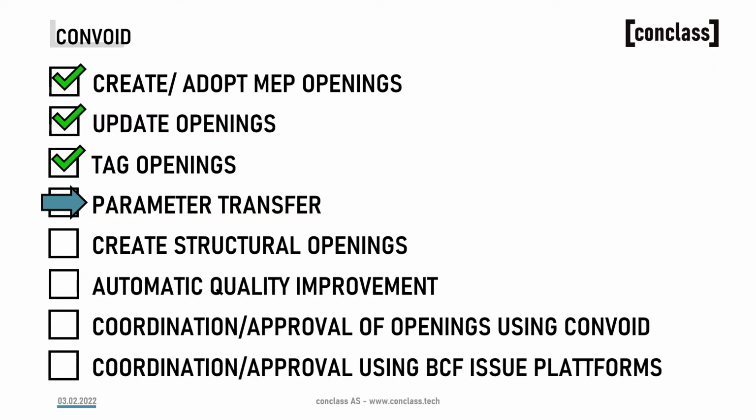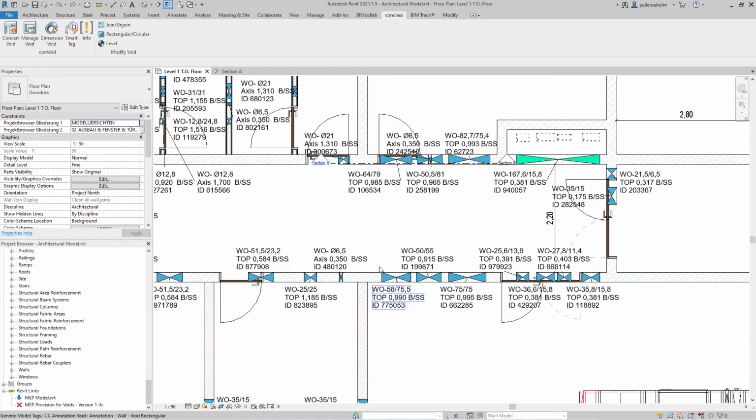The next feature I will show you is the parameter transfer. In many projects, detailed documentations of the opening with all their information is needed. This includes, for example, the fire rating and MEP system information. Doing the work with ConVoid, you can transfer all kinds of parameters from the host, reference, and level to the openings.